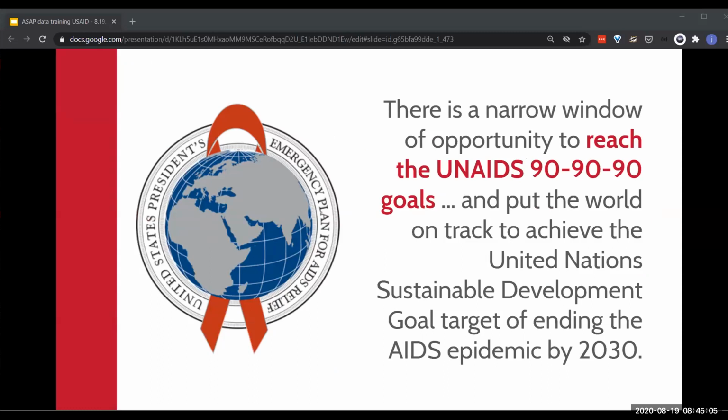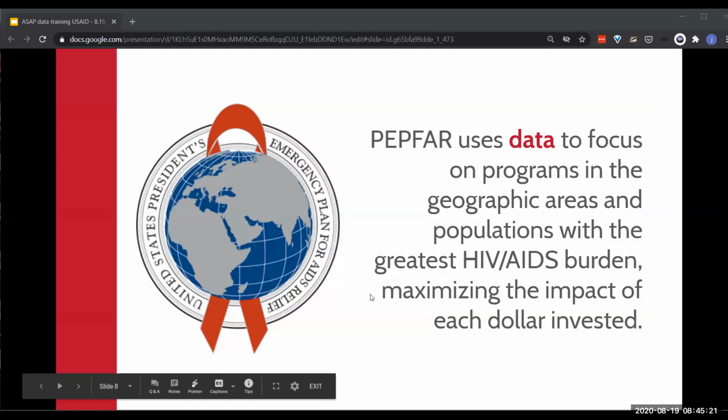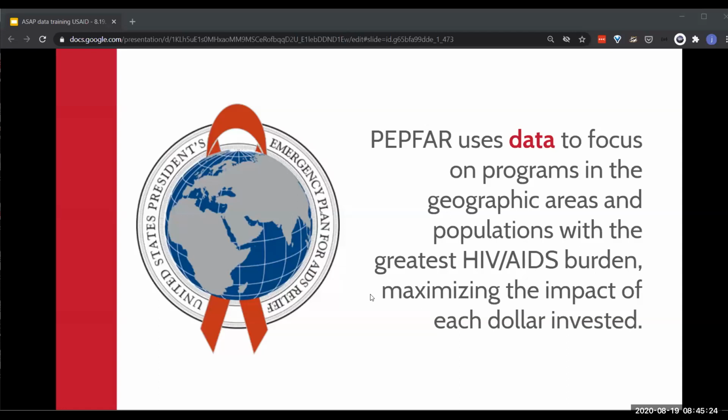So starting with the overarching goals of PEPFAR, there is a narrow window for the opportunity to reach the UNAIDS 90-90-90 goals. And so all of what we do is grounded in the idea that we want to use data to focus on programs in the geographic areas and populations with the greatest HIV/AIDS burden. And so that is really, you know, PEPFAR, we all know, is very data focused. If you're coming to PEPFAR from a different health area, as I did, it is rather important how different PEPFAR wants to try to collect data and use data. It's a very key component of everything that you do.